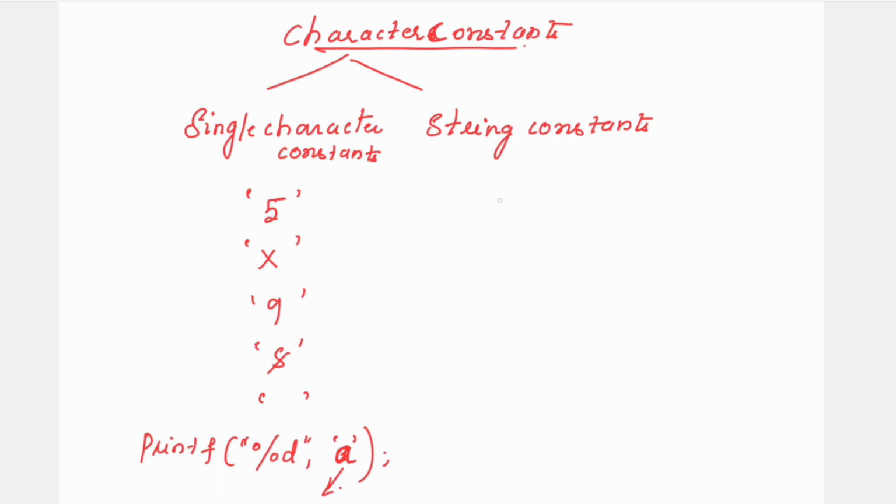97. A set of characters enclosed in double quotes becomes a string constant. Here in string constants you can give a space between two words also. Good day, I can use like this, or I can use even simply the digits 1, 2, 3. This is also a valid string constant.